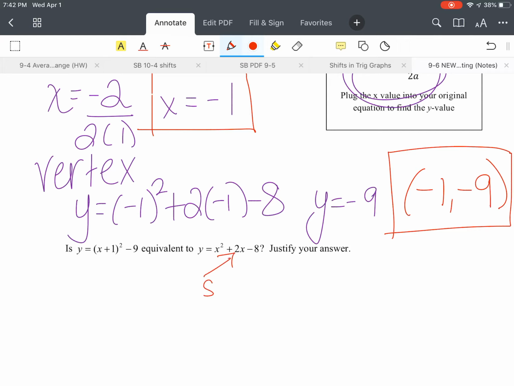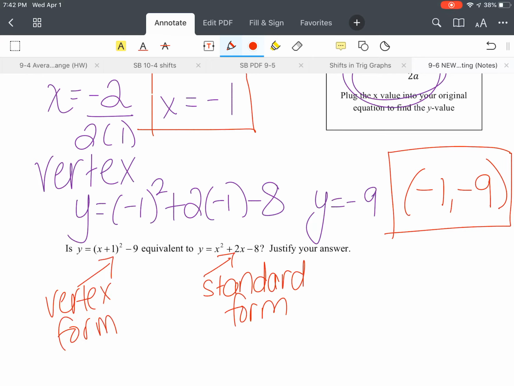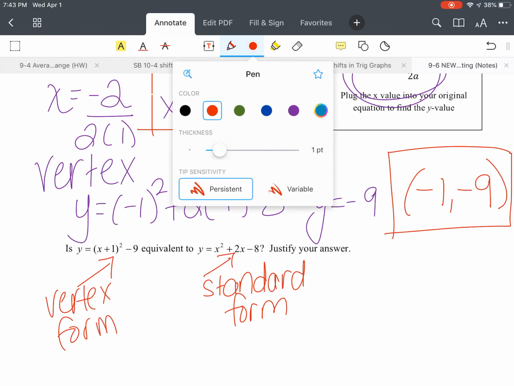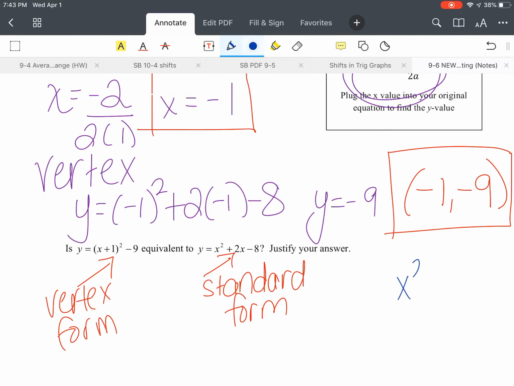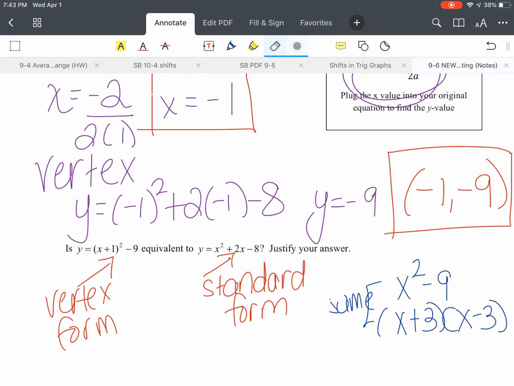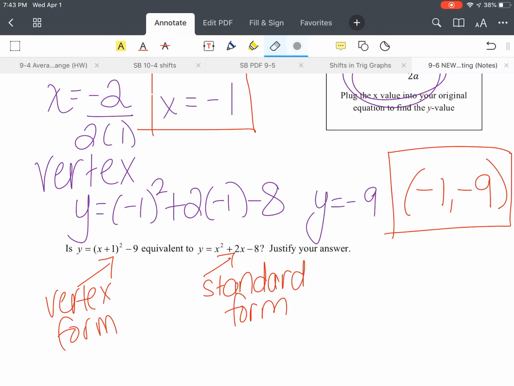We have standard form, that's what we've been working with. And we have what we call vertex form. They are the same. These two parabolas, as you'll see in a minute, actually are the same. Just like when we do factoring, if I gave you x squared minus 9, or you factored it into x plus 3 times x minus 3, you know that those are the same. It's just a different form. Just like standard form and vertex form are the same exact parabola. It's just a different way of writing it.